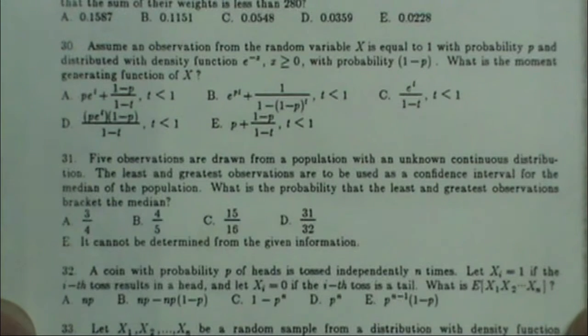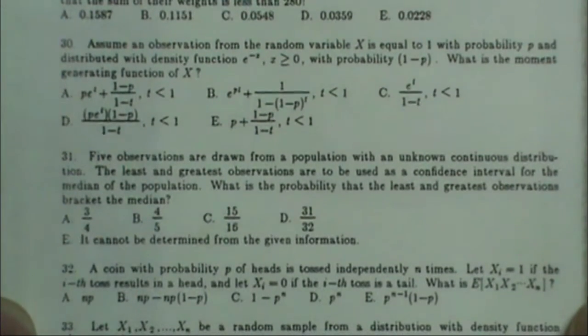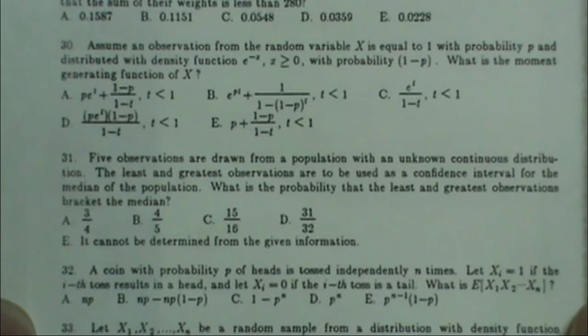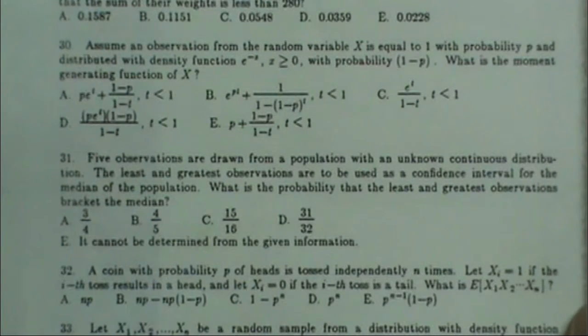Problem 31. 5 observations are drawn from a population with an unknown continuous distribution. The least and greatest observations are to be used as a confidence interval for the median of the population. What is the probability that the least and greatest observations bracket the median?